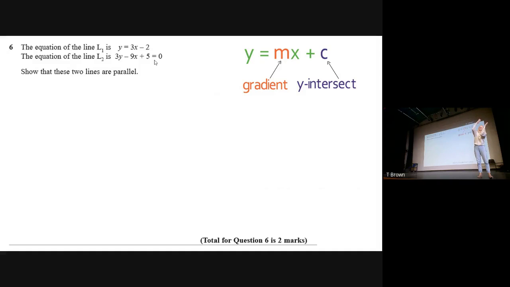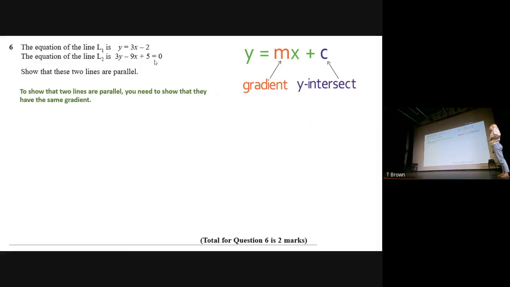Gradient. Okay, they're going to have the same gradient. They'll go up by the same amount. If they're parallel, they're never, ever, ever going to meet. They need to have the same gradient. We know what the gradient of our top line is. The gradient of our top line is 3. So we now need to show that the gradient of this line is 3 as well.